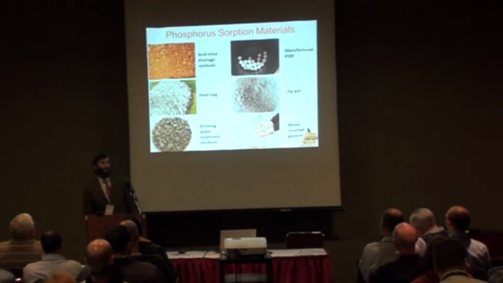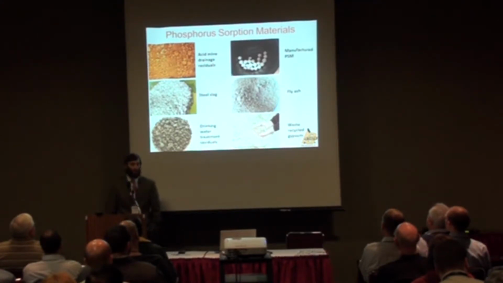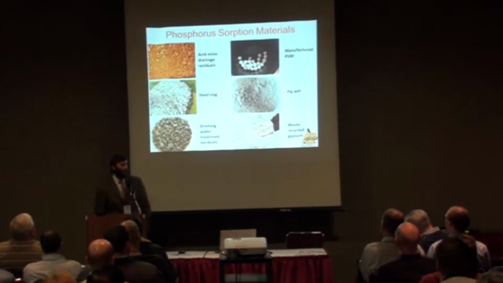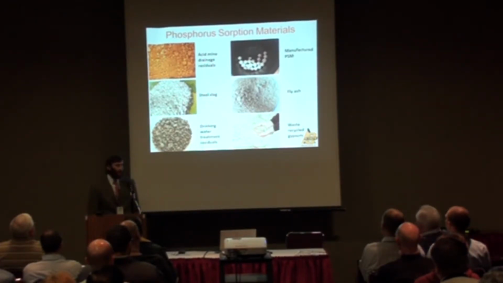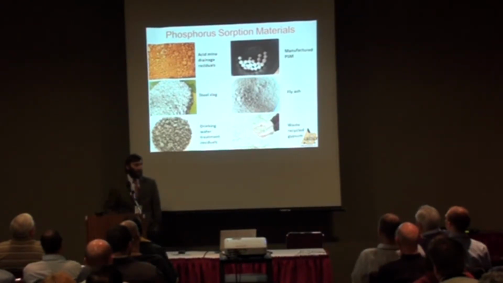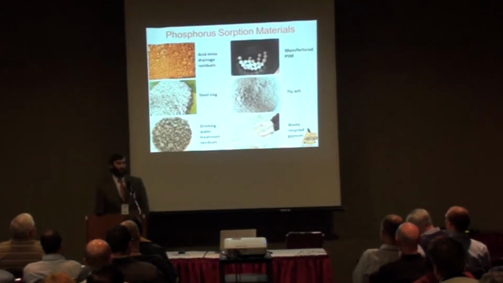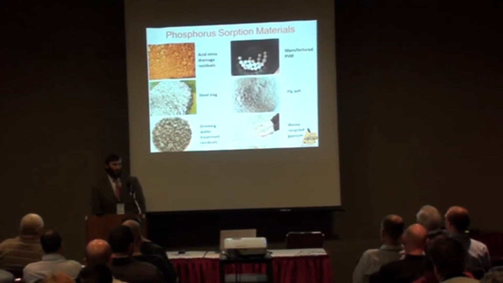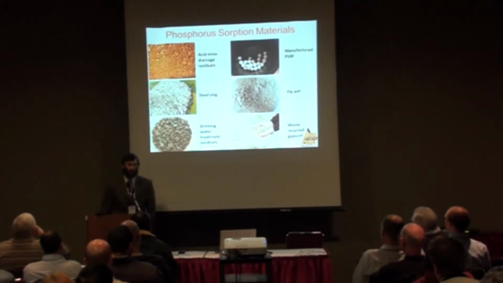Some of the different media I mentioned are industrial byproducts, and there are a lot of different ones. I just showed a few up here. Acid mine drainage residuals, byproducts from treating acid mine drainage, common in some places. Steel slag, the byproduct from making steel. Drinking water treatment residuals are found nearly everywhere. There are some phosphorus sorption materials that are manufactured, particularly the Europeans will manufacture some. Fly ash, waste recycled gypsum materials from coal-fired power plants. There are other materials as well.